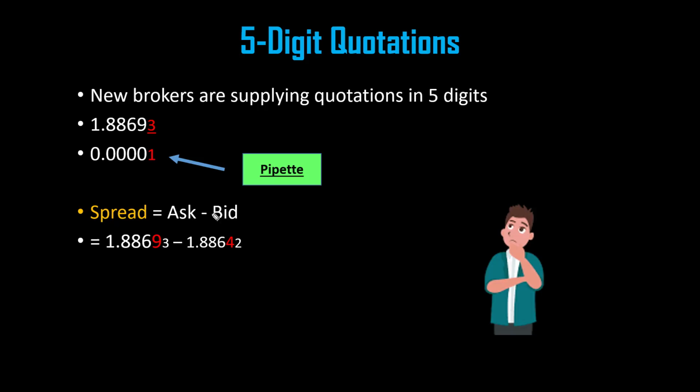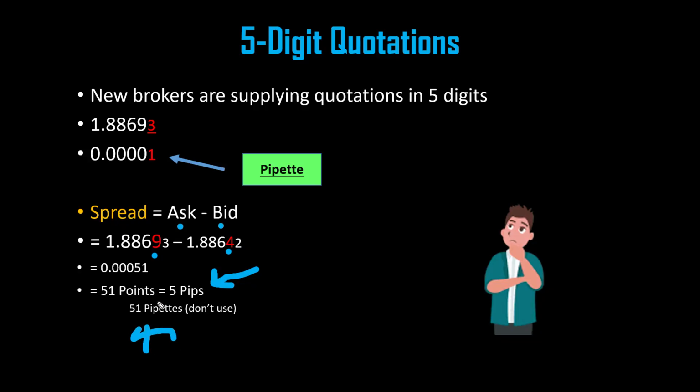So the spread, right? Remember we talked about the spread. You have the ask, the bid. In this case, we have 1.88693 by 1.88642, right? So look at the 9, look at the 4. And then watch, in this case it's actually 0.51. If you subtract 93.42, that's going to give you 51, right? 0.00051. It's actually 51 points, but that's not 51 pips. It's 5 pips. It's 51 points but 5 pips. It's 51 pipettes, right? Because again, this is the difference.